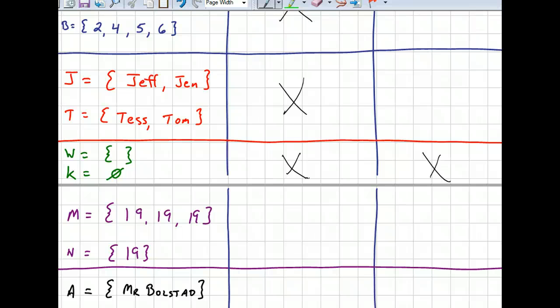Okay? Look at M and N. We have 19, 19, and 19, and then 19. Equivalent? They are, no, they're equal. They're both, right? You're not counting repeats.